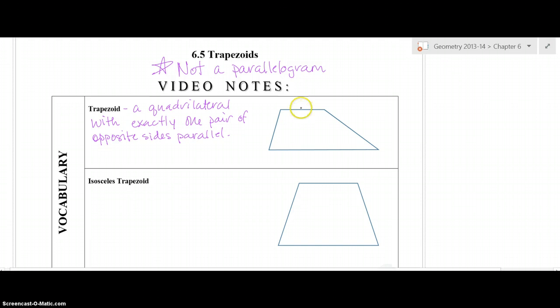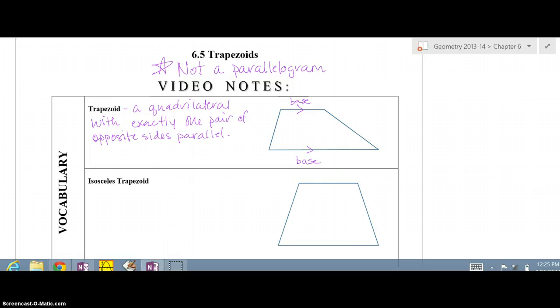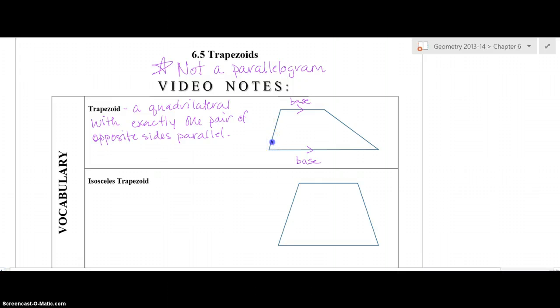So in this diagram, these sides would be parallel, so we mark them with arrows, and they are actually called bases. So this is a base, and this is a base. So then these would be base angles. This is also a base angle, and so are these.